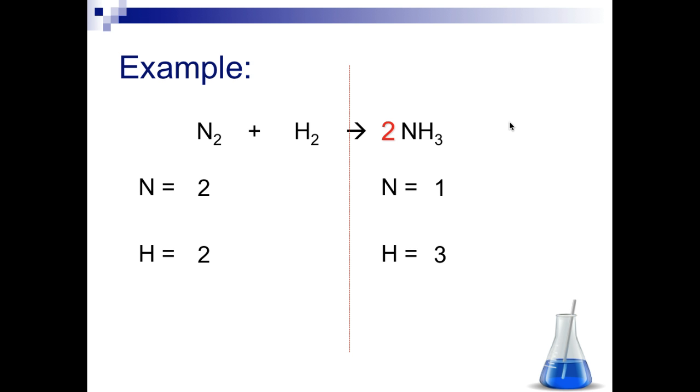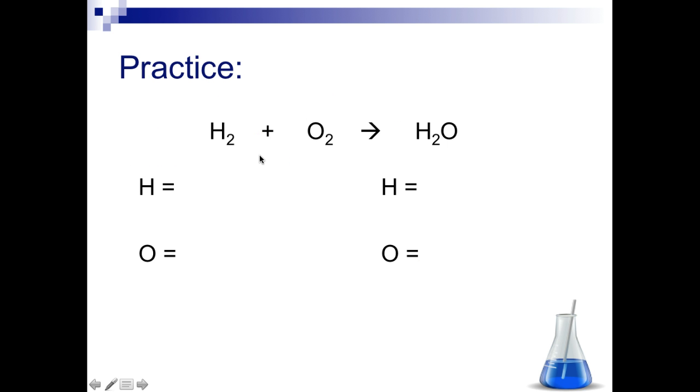So the easiest thing to balance is to put a 2 in front of NH3 because that will give you 2 N's and 6 H's. So now our N's are balanced. Now we just have to balance our H's. What can we put in front of H2 so that we have 6 H's? That would be a 3, and that makes our H balanced. So this is a synthesis reaction with N's balanced and H's balanced. So that is a complete balanced equation. And our coefficients, the numbers in red, are at the lowest whole number ratio.